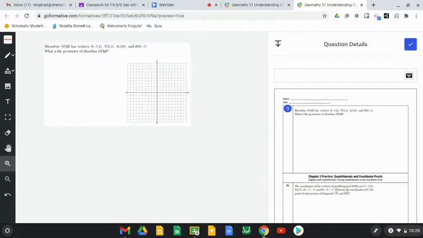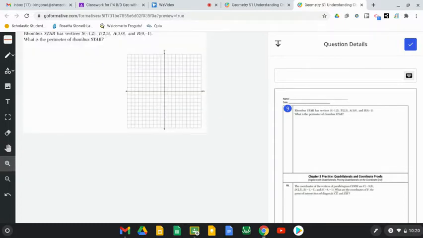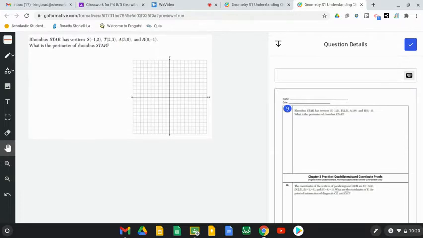All right, so we have a rhombus, has vertices -1, 2, 2, 3, 3, 0, and 0, -1. What's the perimeter of the rhombus? Well, perimeter. To find the perimeter of a shape that is graphed, you need to find the distance of all your outside pieces. So yes, you could find the distance of all 4 outsides and add them up. Or you could also know a property of a rhombus that all sides are congruent, and then you only have to do one distance and times it by 4.